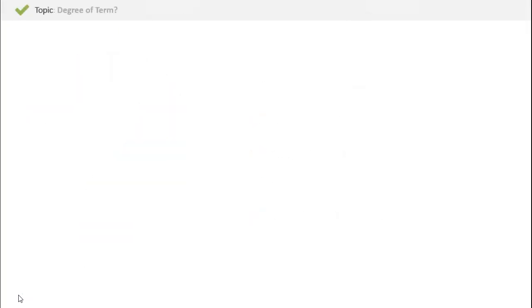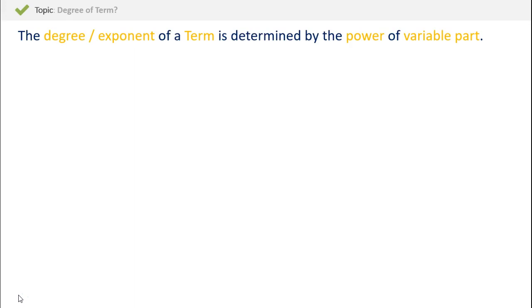So let's understand degree of a term. We all know what a term is, right? A single number is a term, a variable is a term, or you can combine a number and multiple variables, and that is also a term, right? So let's take some examples.